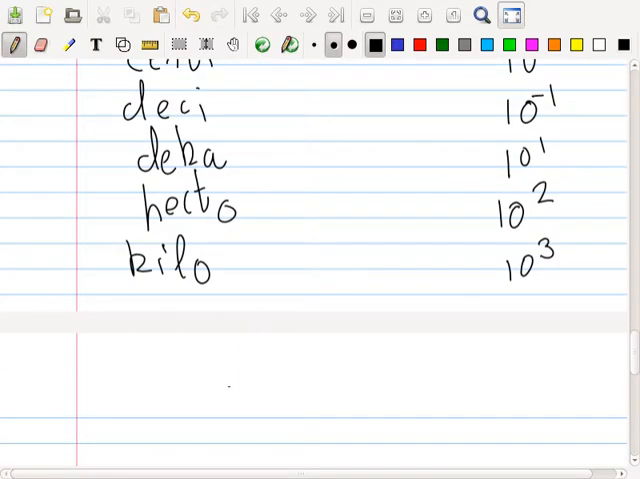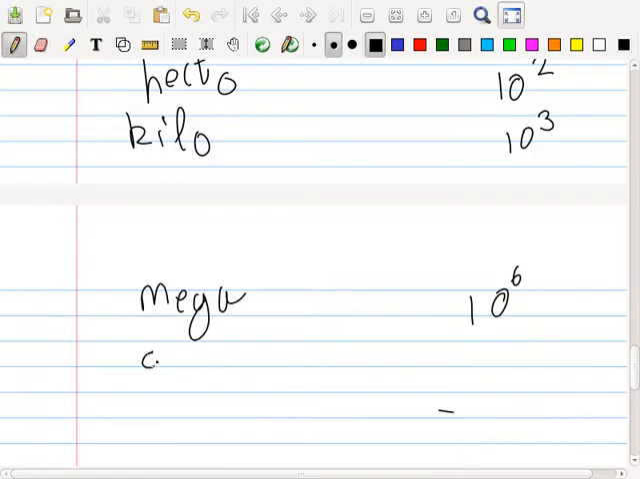Next one, well actually maybe you know this from computers. You know you have byte, then you have kilobyte. What's after kilobyte? Megabyte. So the next one is mega. 10 to the 6. What's after mega? Gigabyte, yeah. And that's 10 to the 9. And then the biggest one, terabyte.